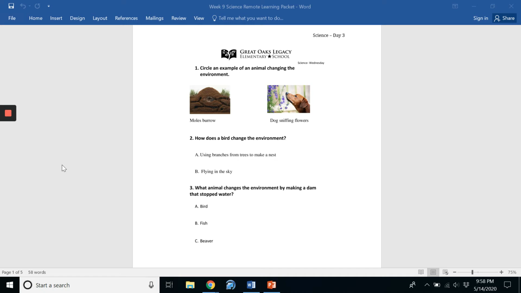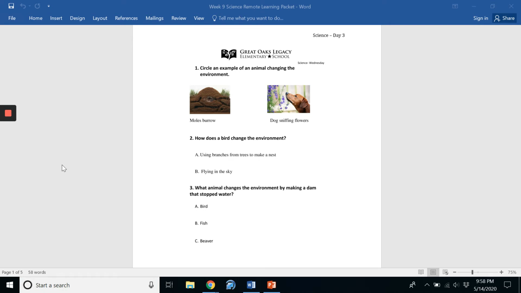Put your finger on number 2. Number 2 says, how does a bird change the environment? Put your finger on letter A. Does it use branches from trees to make a nest? Or put your finger on letter B. Does it fly in the sky? So how does a bird change the environment? Go ahead and circle the right one.